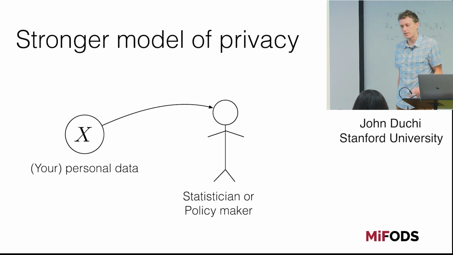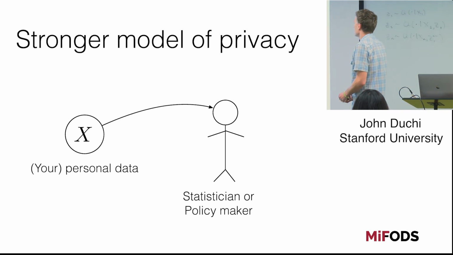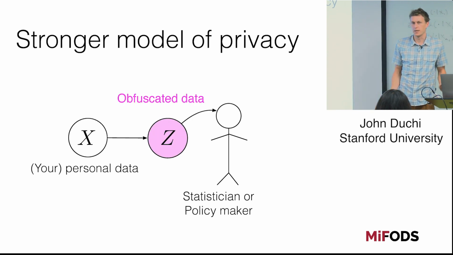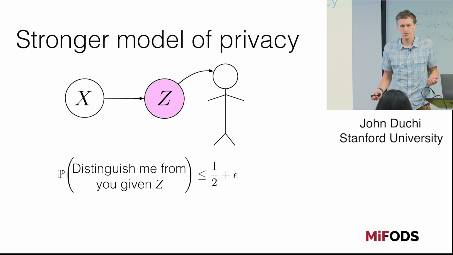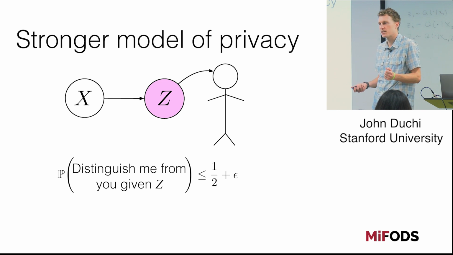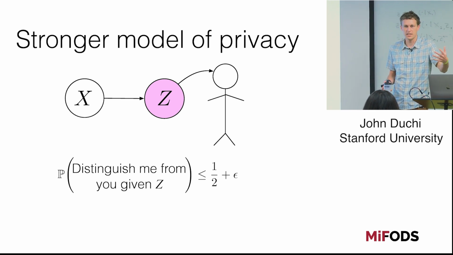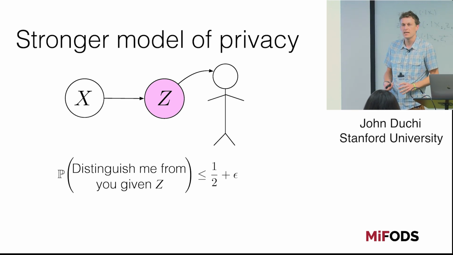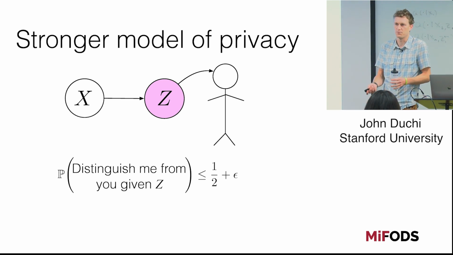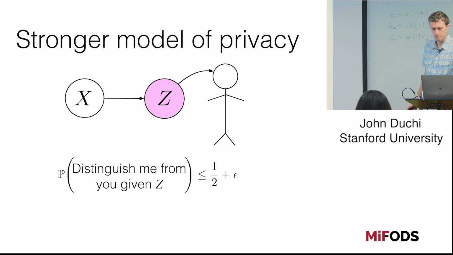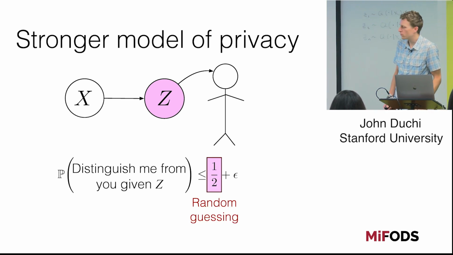All right, so basically the picture is that, here's me collecting your data, here's you with your personal data, and we're going to obfuscate it before I get to see it. And we're going to use typical differential privacy guarantees: basically the probability that the statistician or policymaker can distinguish me from Sasha, even if he knows we're the ones giving the data, is going to be less than 1/2 plus some epsilon. So it's very close to 1/2, just a 50-50 chance for him.